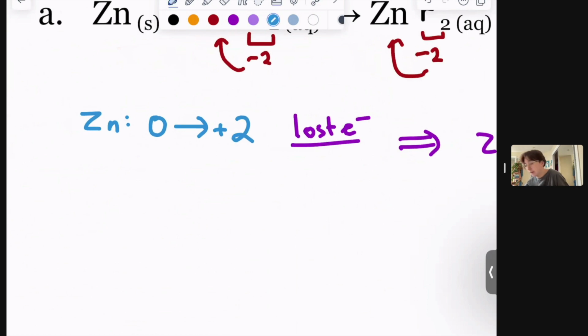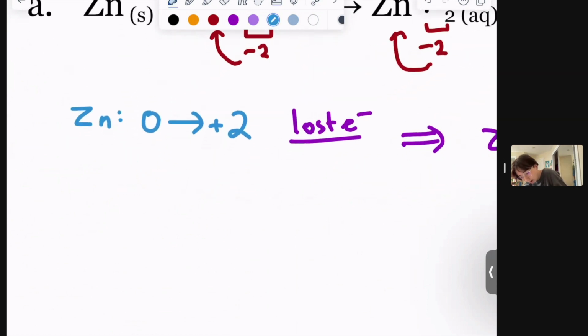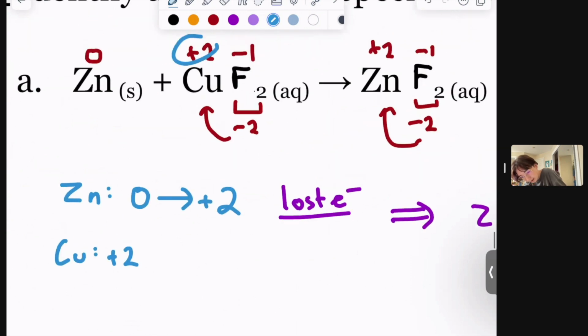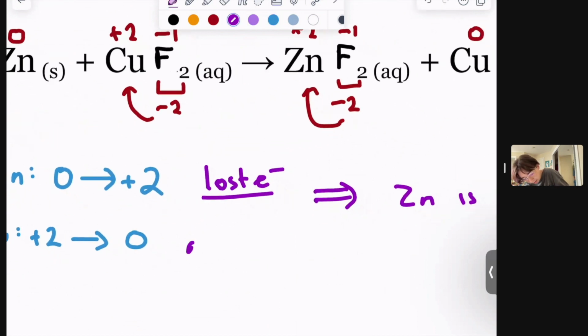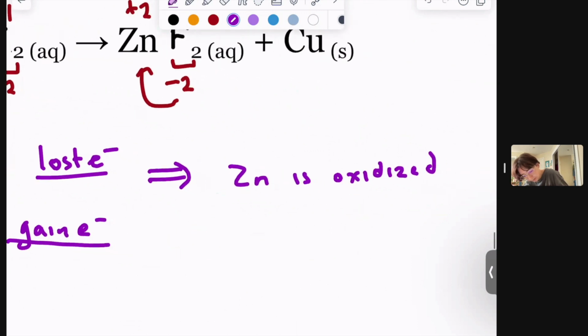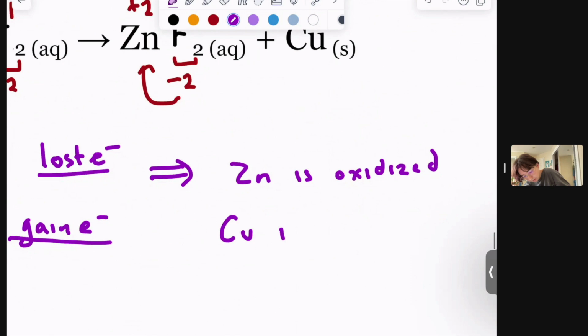Okay, let's look for any other changes here. We got copper, and copper went from having a +2 on this side of the reaction to having a 0 on the other side of the reaction. So copper gained electrons, which means that copper was reduced. Oh, I can't believe I didn't even give you your little mnemonic.